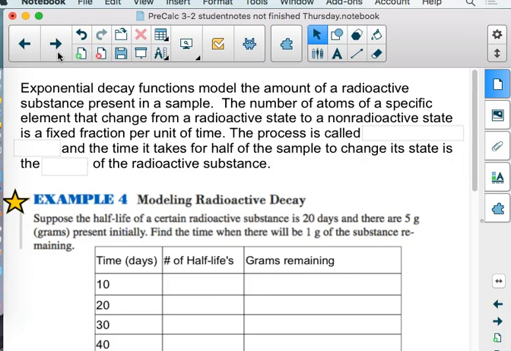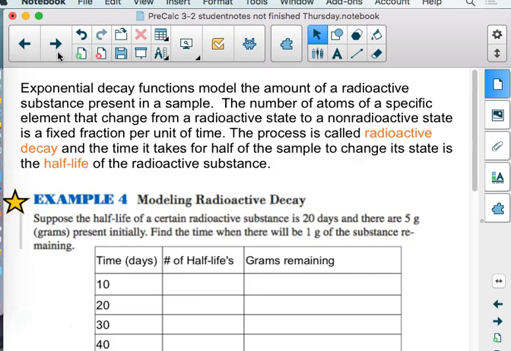Exponential decay functions model the amount of a radioactive substance present in a sample. The number of atoms of a specific element that change from a radioactive state to a non-radioactive state is a fixed fraction per unit of time. The process is called radioactive decay, watching to see how much of that radioactivity does it contain. And the time it takes for half of the sample to change its state is called the half-life. Makes sense. Half of it has changed its state of a radioactive substance.